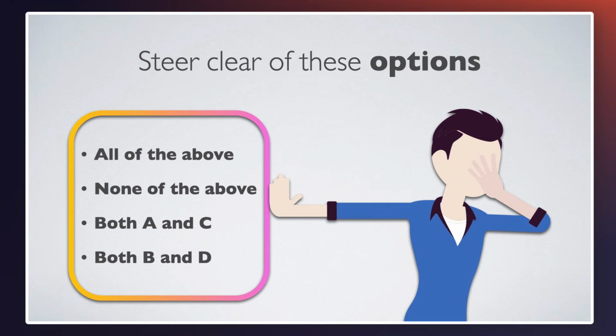None of the above, whoever adds it to their questions, is rarely the correct answer. Because if you have taken pains to write the question and then you write all of the above and none of the above as the fifth option, it's rarely the correct answer, and the learners know that they will never select the none of the above answer option. And both A and C, both B and D, again, just use multiple choice, multiple select, and do not use these options at all.